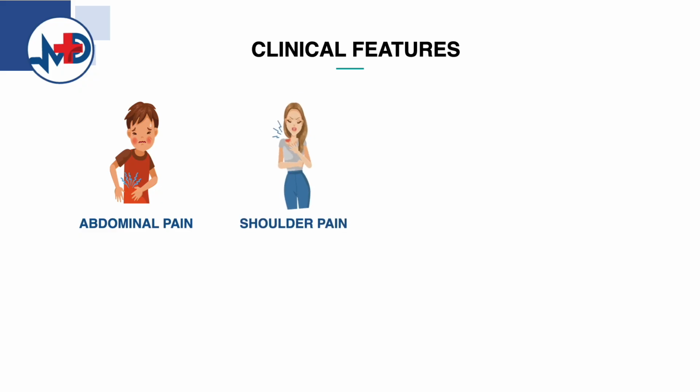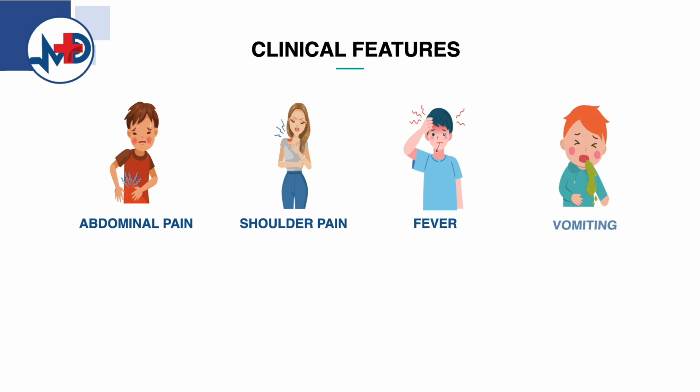Now, how do these patients present? Patients with acute cholecystitis come in with complaints of right upper quadrant pain, which is more severe and prolonged than in biliary colic, as well as postprandial abdominal pain. There may be radiation to the right scapula due to phrenic nerve irritation, known as referred pain. The patient may also come in with fever, malaise, anorexia, nausea, and vomiting.